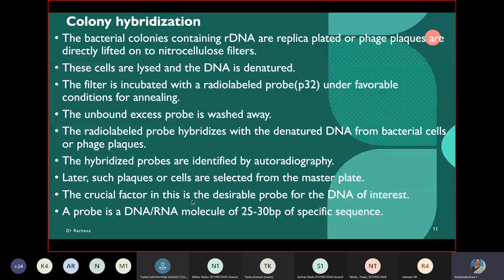Then finally we will try to enrich those plaques or the bacterial colonies which are consisting of the DNA of insert in a complete medium so that they propagate faster. And thus, in a natural way, we are amplifying the target DNA. The desirable probe for the DNA of interest is used. So this all I finished.